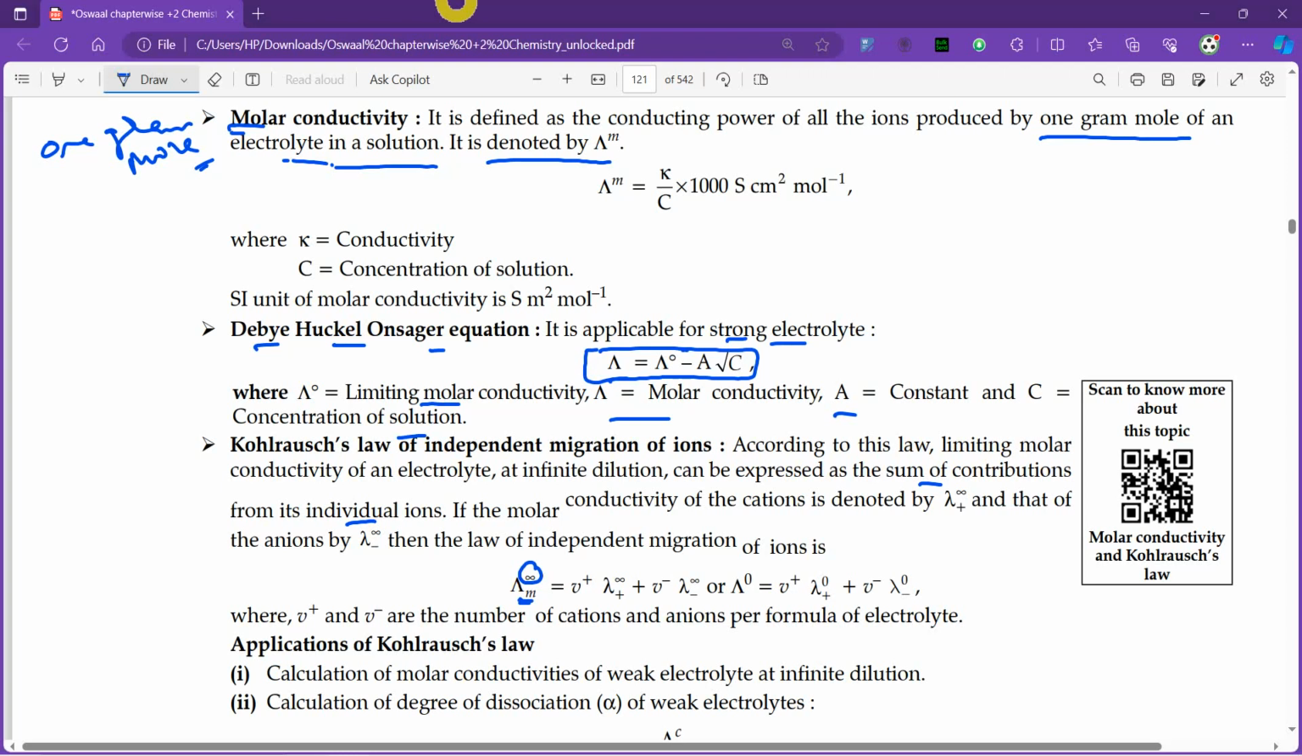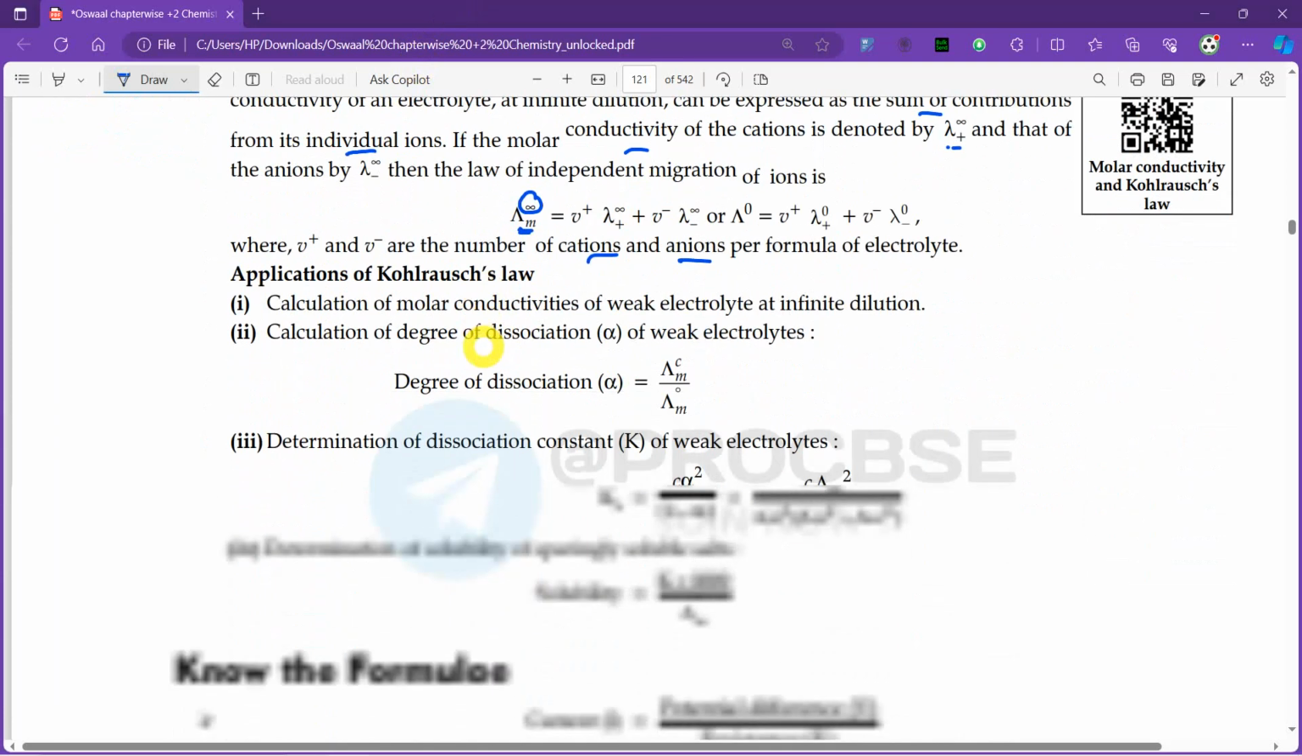Lambda infinity is given by the positive and negative ions multiplied by the conductivity of the ions. Nu plus and nu minus are the number of cations and anions as per the formula. So the limiting molar conductivity at infinite dilution is equal to the contributions given by the constituent ions. That is called Kohlrausch's law. Right.